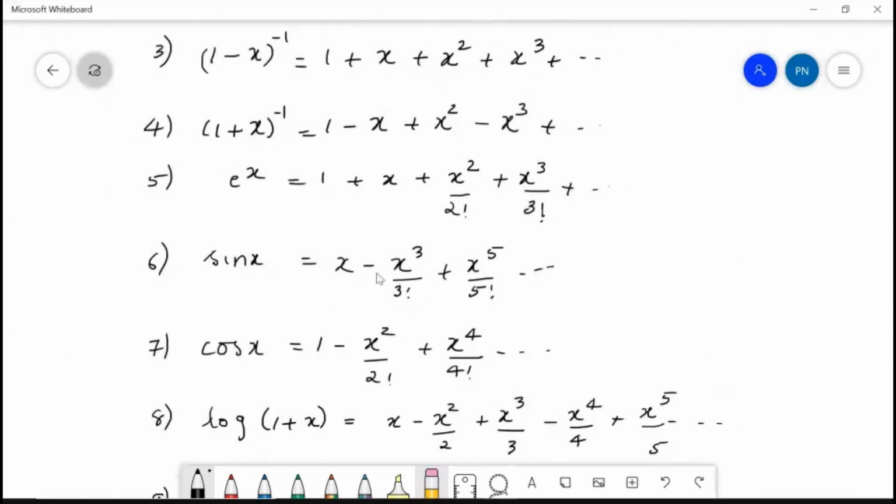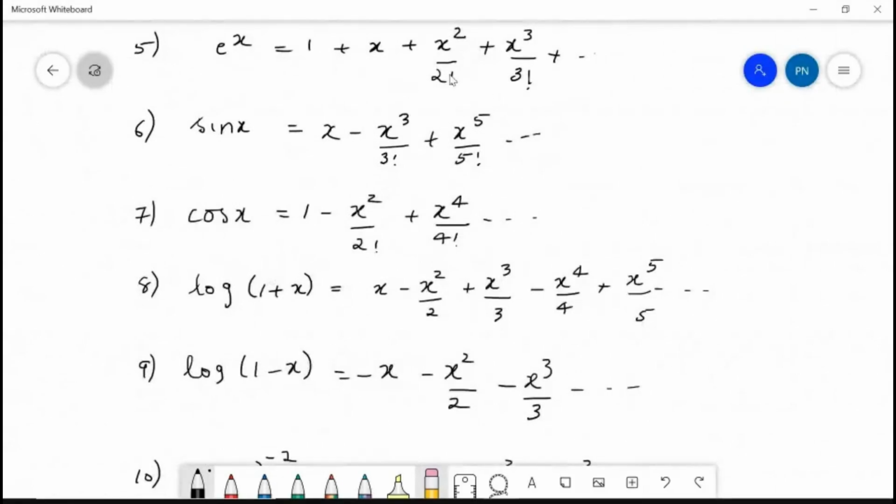Cos takes all the even terms with alternate plus and minus. Then we have log of 1 plus x. Log of 1 plus x is almost similar to e raised to x. We are not having 1 in that because log 1 becomes 0. That is why we're not having that 1 over here. And then all the other terms are there, but we don't have factorials in the log function. In e raised to x, we have 1 factorial, 2 factorial, 3 factorial. But in log functions, we are not having any factorial. So it's x, and 1 is also not there because actually log 1 becomes 0. That is why we're not getting that.